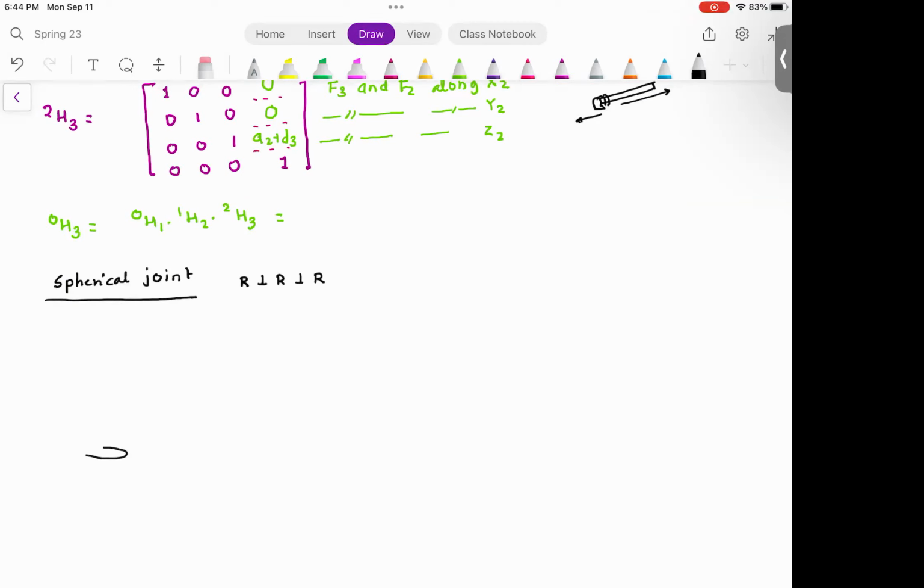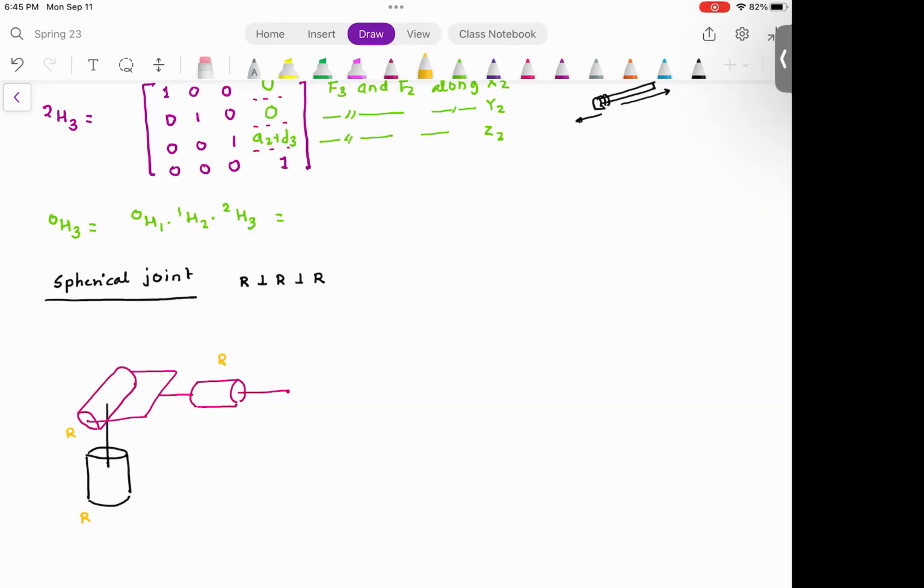Now I'm going to show you a configuration. So this is the first revolute joint. The first revolute joint is attached to the second revolute joint. And this second revolute joint is attached to the third revolute joint. Now, again, I want you to visualize the first revolute joint perpendicular to the second revolute joint, perpendicular to the third revolute joint.